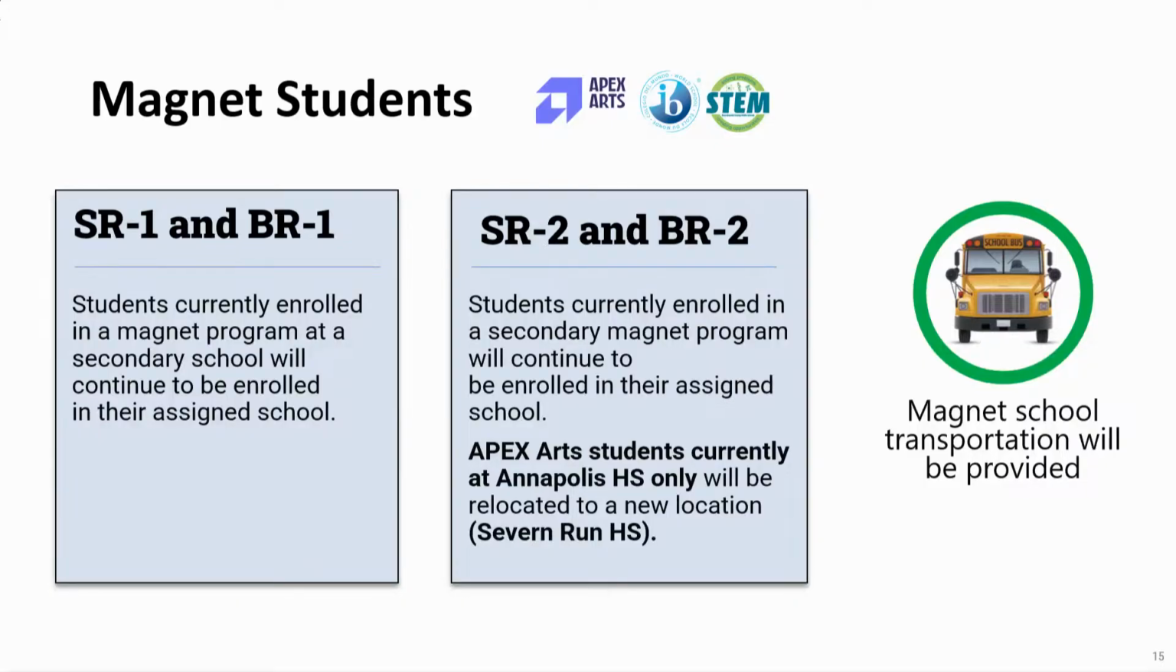But under SR2 and BR2, magnet students enrolled in the Annapolis High School Apex program will remain enrolled in the Apex program, but will be relocated to Severn Run High School regardless of boundary assignment changes. Magnet transportation will be provided. SR2 and BR2 do not impact any other magnet programs.